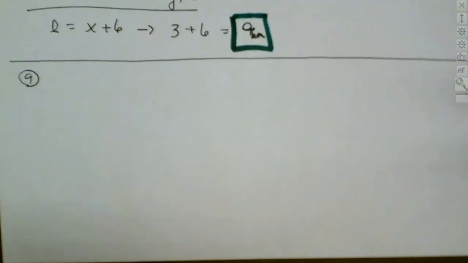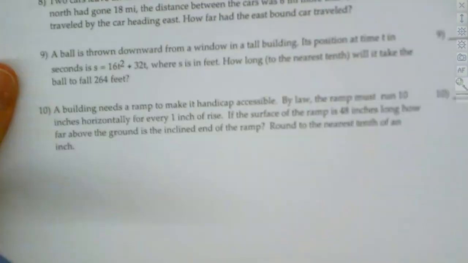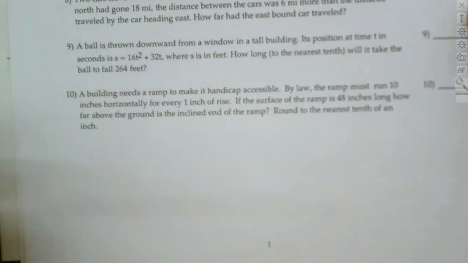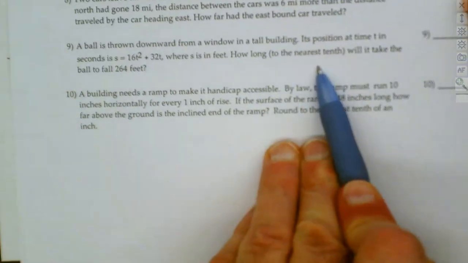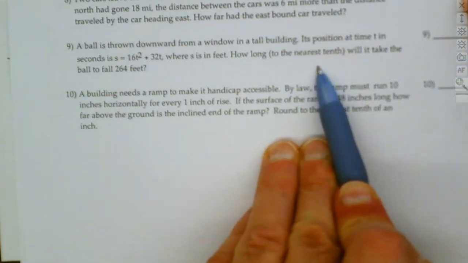Question number 9. This one, I already know, says round. So that means we're going to have to either use the quadratic formula or the square root property. It's not going to factor.